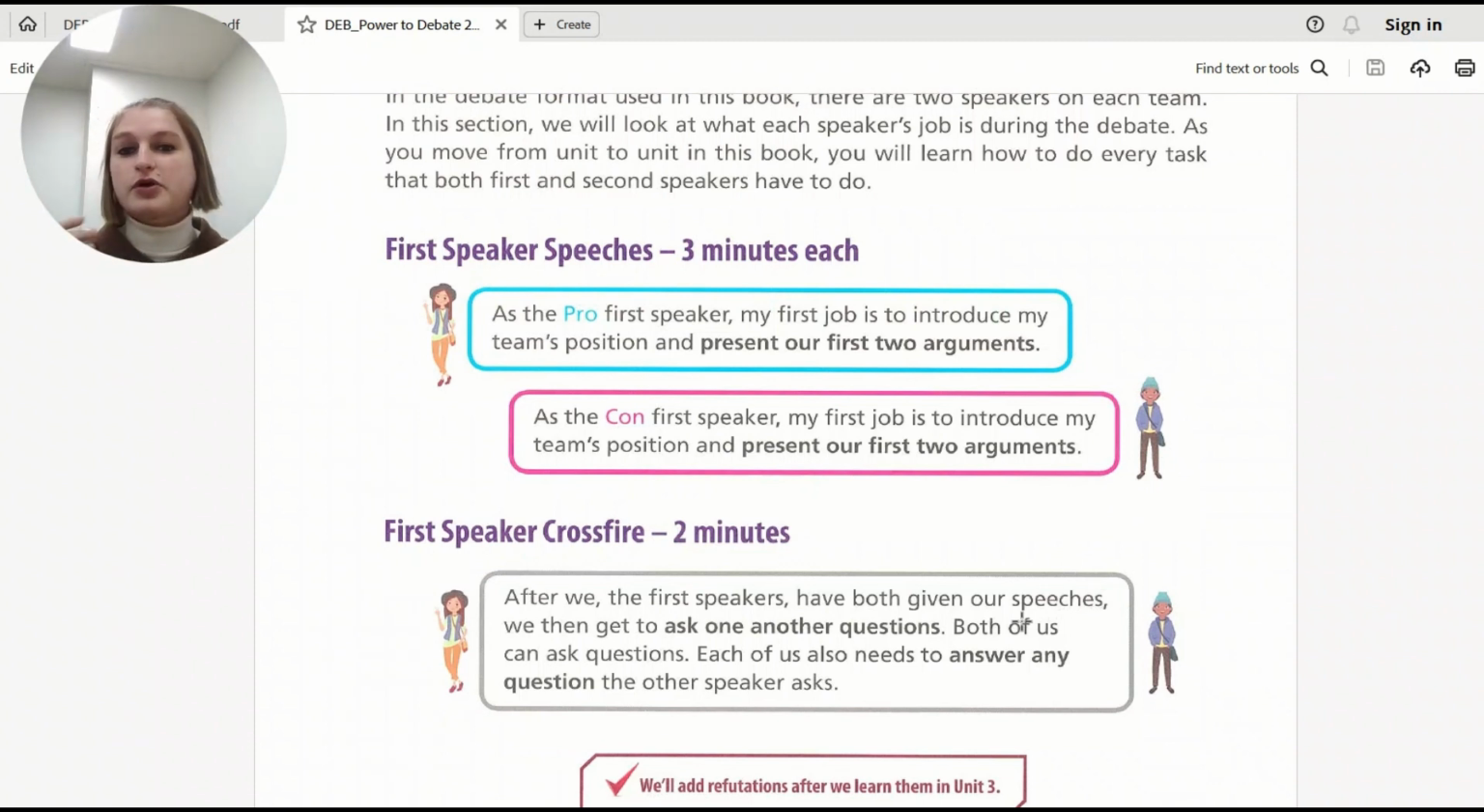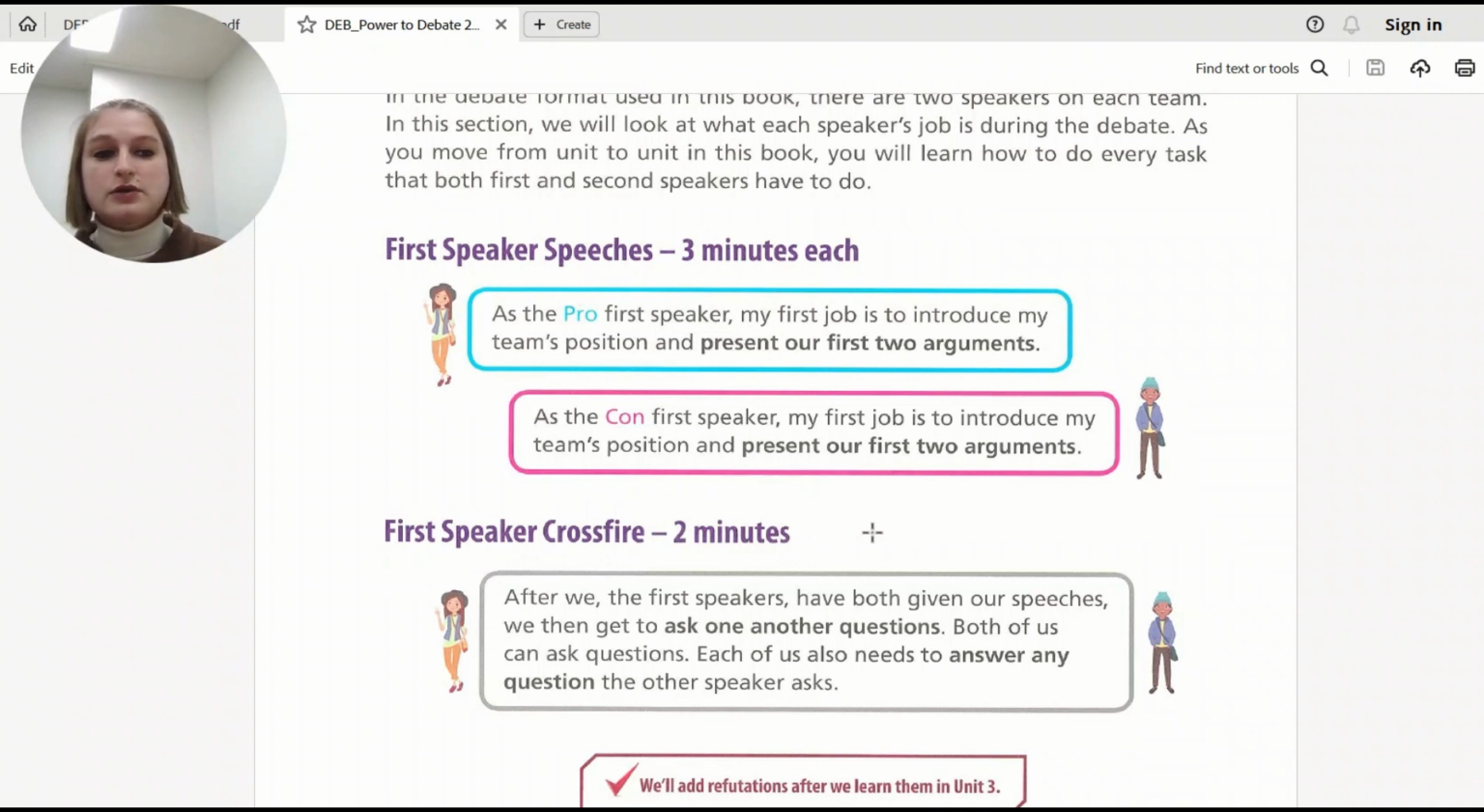So again, the pro first speaker will introduce their team's position and present the two arguments, just like in Honors 1. Same with the con speaker. They will introduce their team's position and present the first two arguments. Then, again, like we have with our Honors 1, there will be crossfire questions. And again, it's the same type of questions.